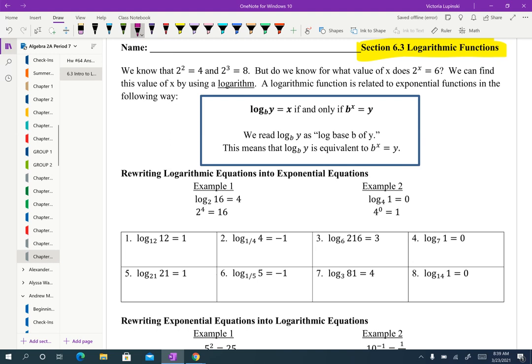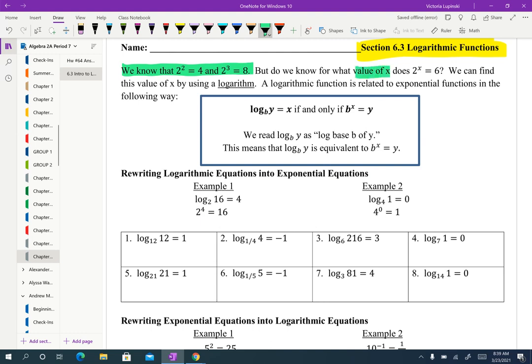So in order to first introduce what a logarithm is, you first want to think about an exponential. So think about, for example, the fact that we know that 2 squared is equal to 4, and we know that 2 cubed is equal to 8. We've spent a lot of time in chapter 5 using the power rules and the exponent rules. So those are kind of things that we're familiar with.